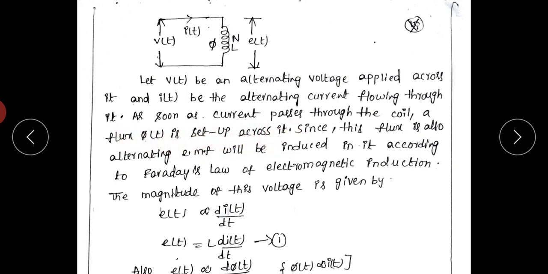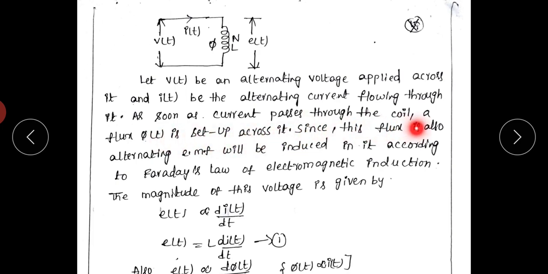Generally we know that current carrying conductors produce magnetic flux. So here I of t is the current flowing through this coil. This coil is one inductor. The inductor stores electrical energy in the form of magnetic flux or magnetic field. So here the phi of t flux is set up across it.